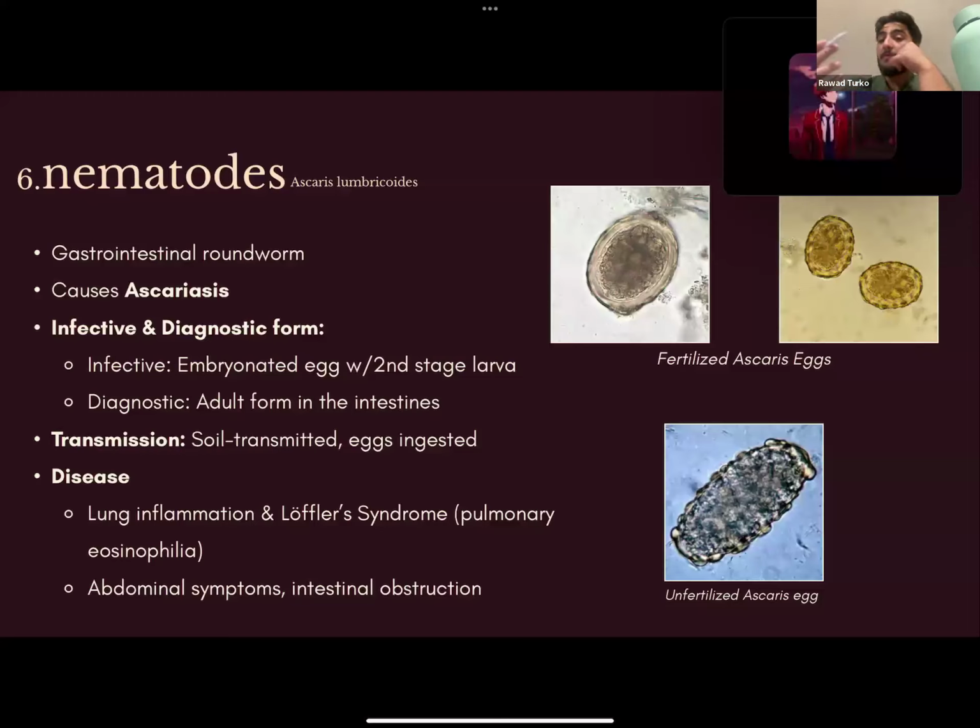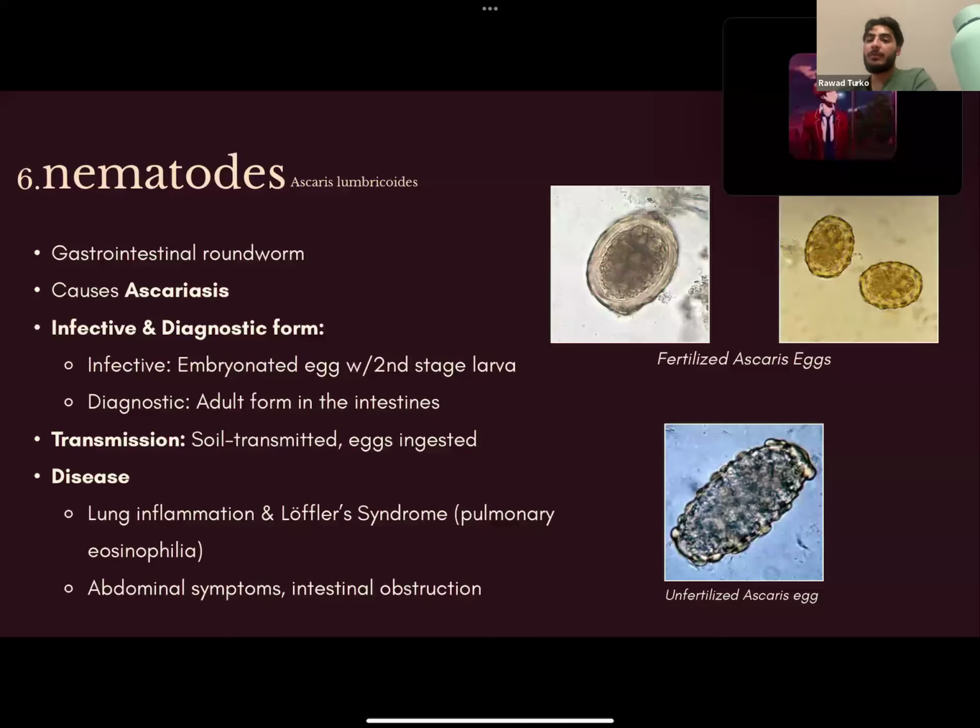Okay. Now, what type of disease can they cause? They can cause lung inflammation and Loeffler syndrome. Loeffler syndrome is pulmonary eosinophilia. If you remember from HLS in your first year, eosinophils are responsible for attacking parasites. So hypothetically, if a worm were to make its way up to your lungs, you'll start to see eosinophilia inside of the lungs. That specific finding is called Loeffler syndrome. It can also cause abdominal symptoms. Through the life cycle, we'll know why it affects the lungs as well as the abdomen.